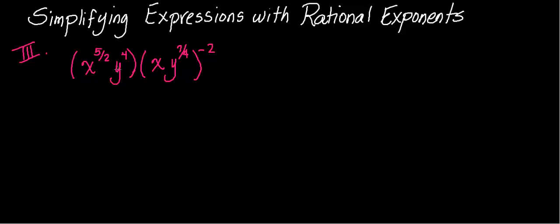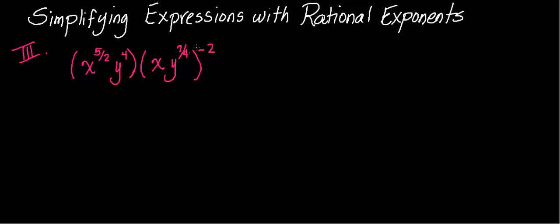Example 3 for simplifying expressions with rational exponents. Here in this example, I have a term being multiplied by another term. Notice there's no plus or minus signs in either of these parentheses, so I can just remove these parentheses and multiply these quantities together. But before we do that, I have an exponent here in this parentheses, so I'm going to distribute this -2 into each one of the variables.